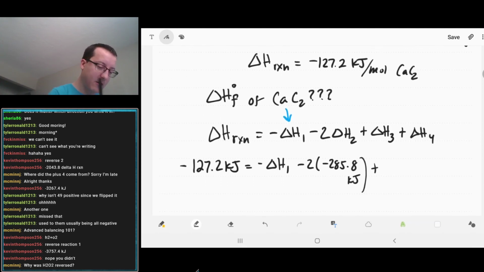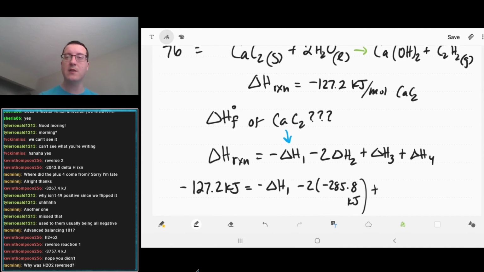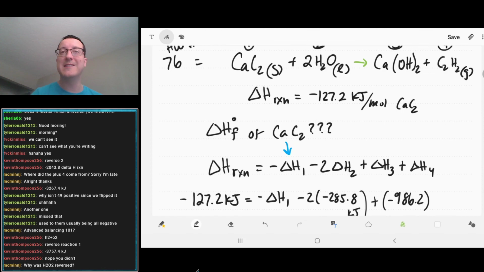Sorry, my parentheses are rather awful there. Next one we have is calcium hydroxide. So we'll go up to calcium hydroxide. Calcium, where are you? Here we are. Calcium hydroxide tells us it's negative 986.2. And delta H4 was C2H2.